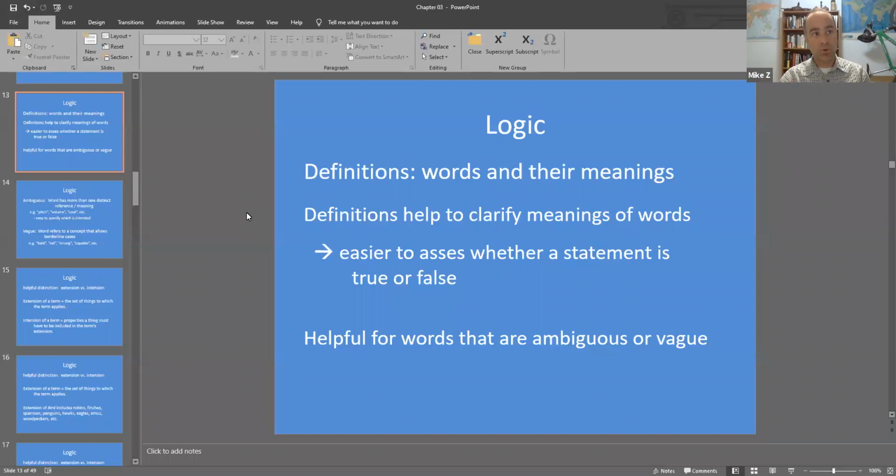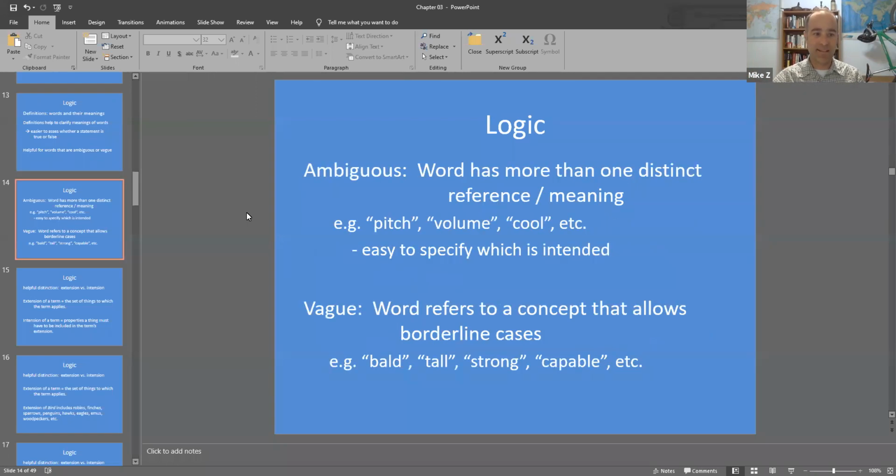And that's, of course, important because these words are going to make up sentences, they're going to make up statements that express a proposition, and we're going to need to be able to assess whether those propositions are true or false. And in order to understand whether the proposition is true or false, we have to know what the words mean. So definitions, right? I talked about this in a previous presentation, so let's move on.